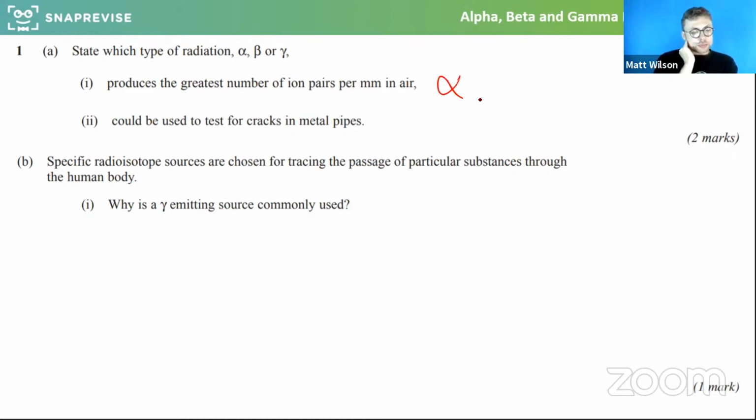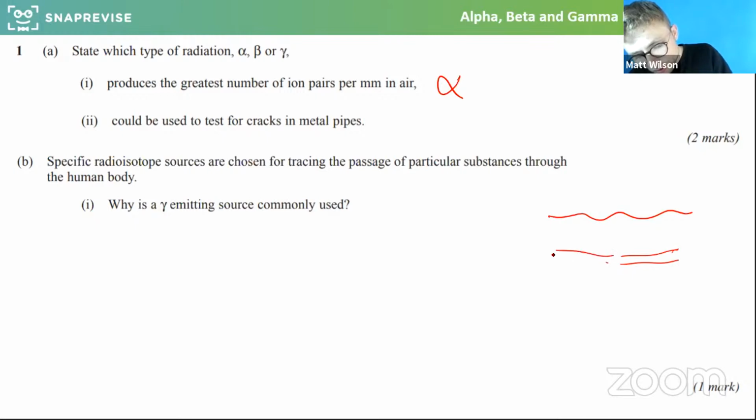Then they ask which one could be used to test for cracks in metal pipes. So here's the idea. I've got some pipe here that's got some crack in it where everything's leaking out. I can't see, because here's my eye here, I can't see through the ground. I need something that can get through all this dirt in the ground.